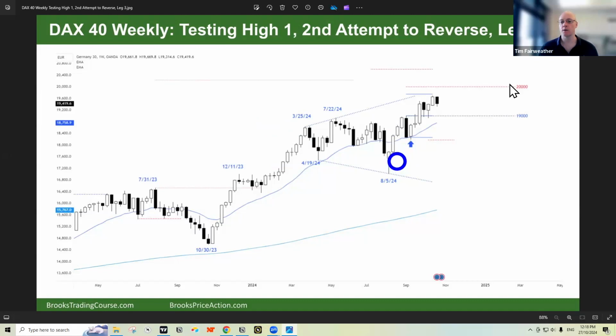Okay, what about the weekly chart? Well, you can see I've got 19,000 here. We tested it a couple of times. We broke out, came back to test 19,000. So the next target is 20,000.